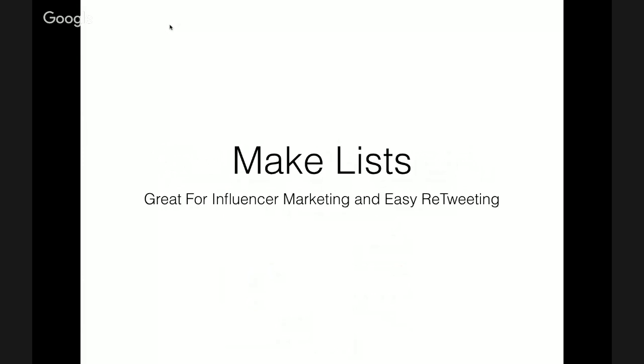Another tip is to make lists. Making lists in Twitter is really easy, and it's very useful for influencer marketing, or if you're looking to retweet content and you don't have a lot of time on your own platform. You can make lists very easily. You just click on the Me Profile section, which is the small thumbnail image on your account, and go to Lists. And in there, you can just follow the steps.